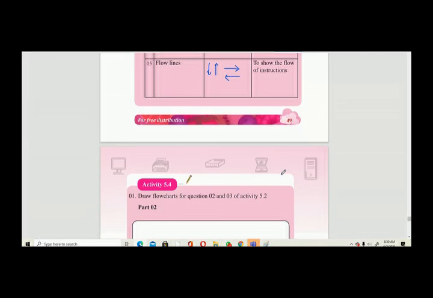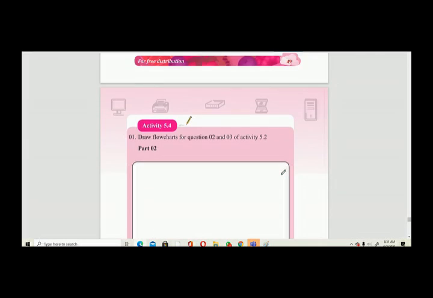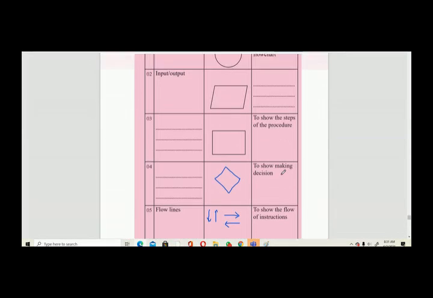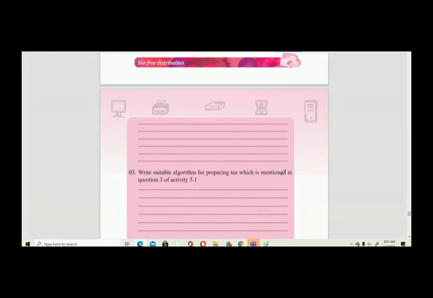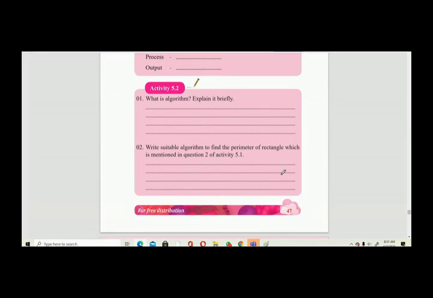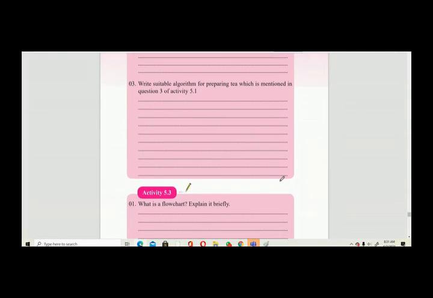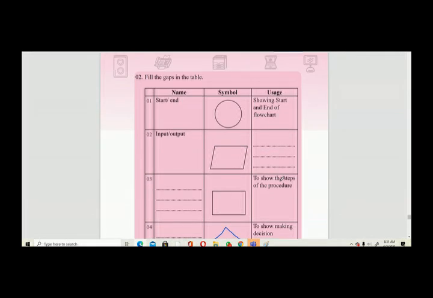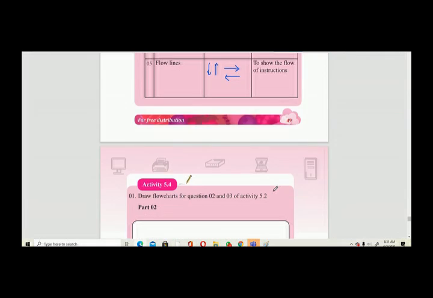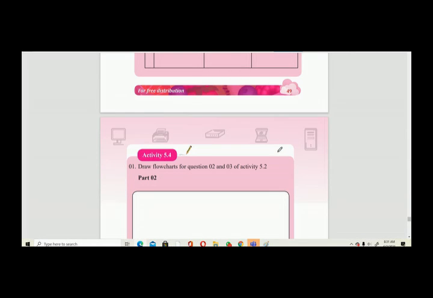Okay. Now draw flowcharts for question 2 and 3 of activity 5.2. So what is the flow chart of activity 5.2? Write a suitable algorithm to find the perimeter of a rectangle. We wrote it now. And the next one, write a suitable algorithm for preparing a tea. We'll start with the third one, preparing a tea, because we drew the first one. So no need to draw it again. I will give you another question.